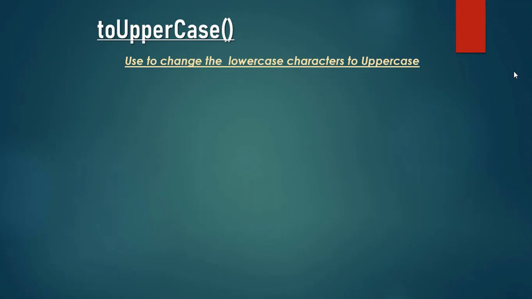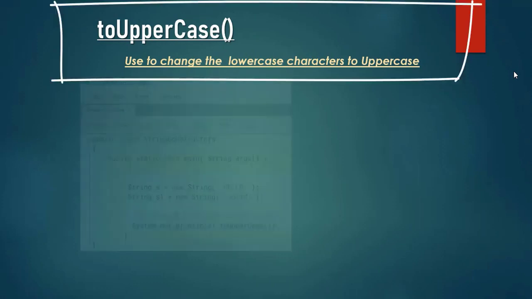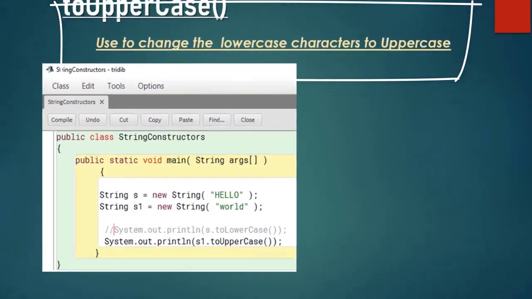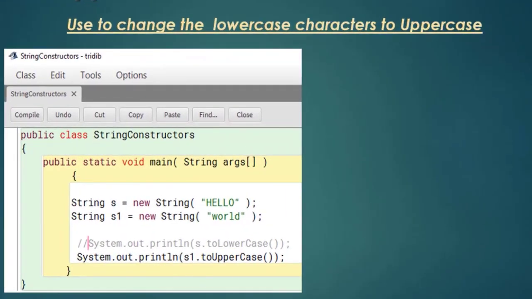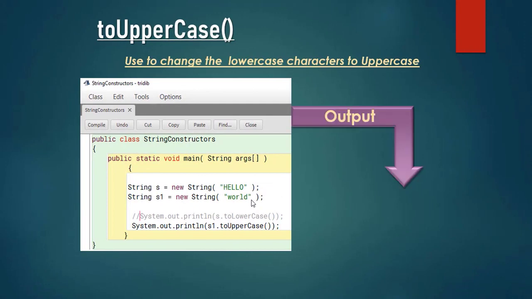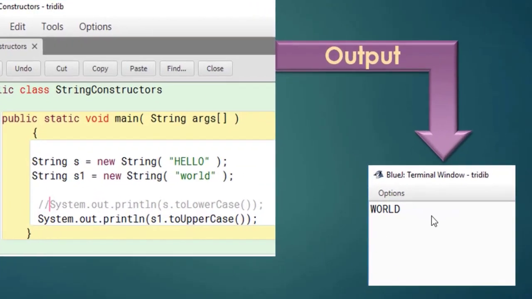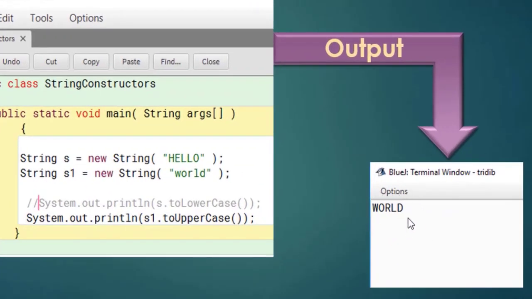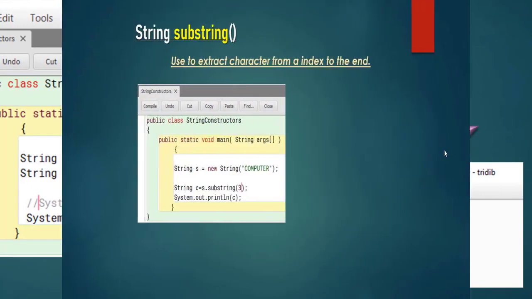On the other hand, we have the toUpperCase function. This function is used to change lowercase characters to uppercase. In this example, you can see s1 equals "world", written in small letters. If I use the toUpperCase function to change this world to capital letters, then the output will be in capital letters. You can see this world has been changed to capital letters.